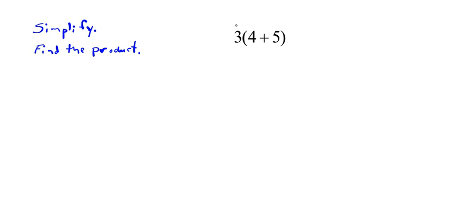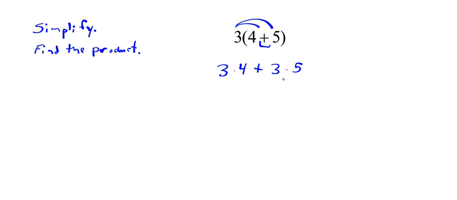We're going to take this 3 and our first step is going to be to multiply it by the 4. So below we're going to write 3 times 4, and then we have addition in the middle here, so we're going to bring down the addition and then multiply 3 times 5. You'll notice that the term on the outside, the 3, is what shows up twice.